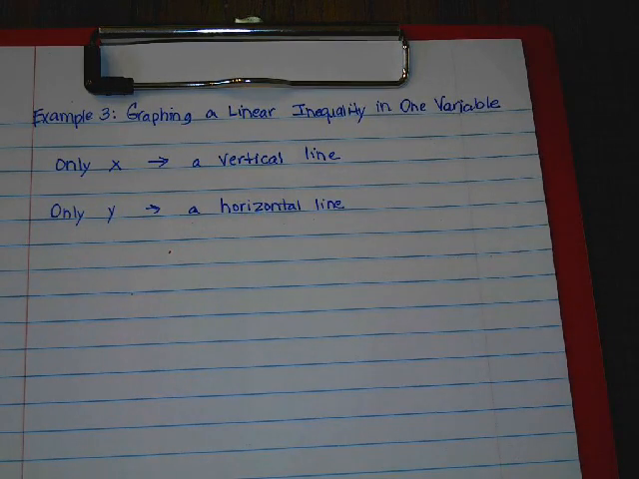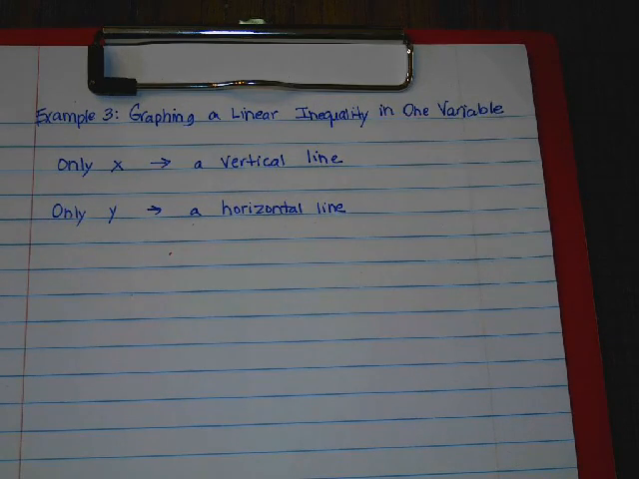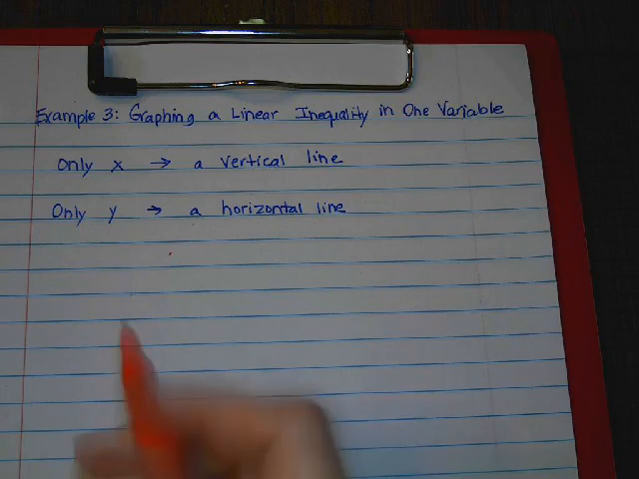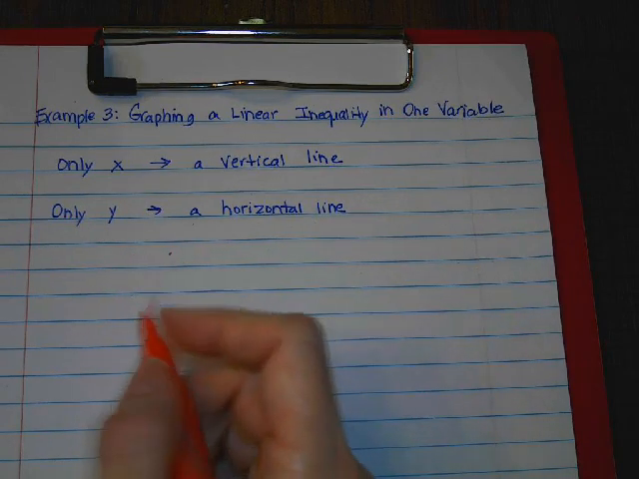And the rule still holds true whether it's solid or dotted, based upon whether your inequality has that equal to bar or it does not have that equal to bar. All right, so we're going to look at our first examples. There are 2 on this page. We're going to have one with an x and one with a y. So the first one's going to be our x.